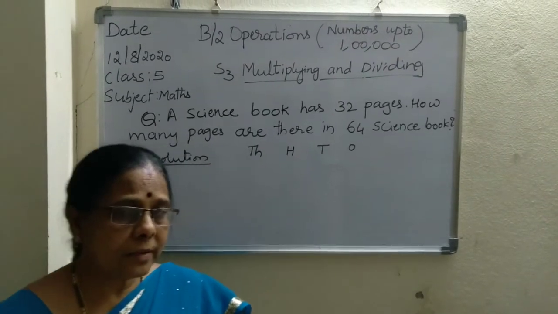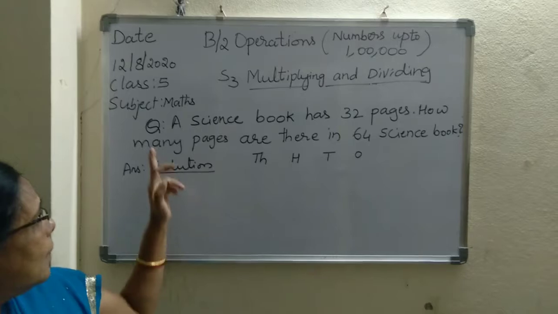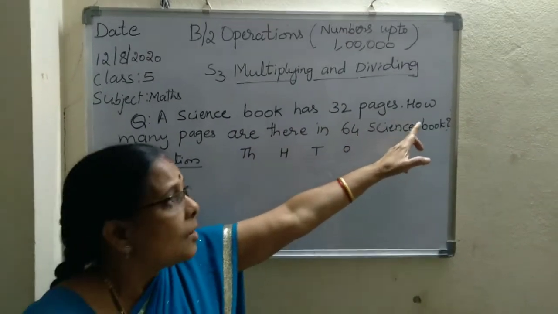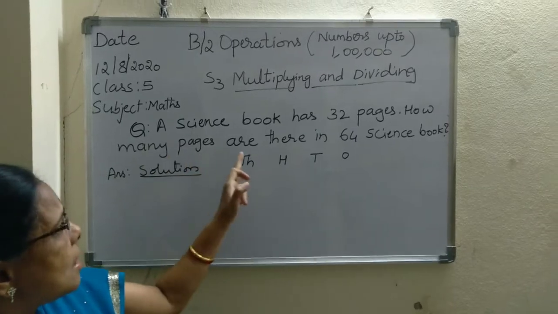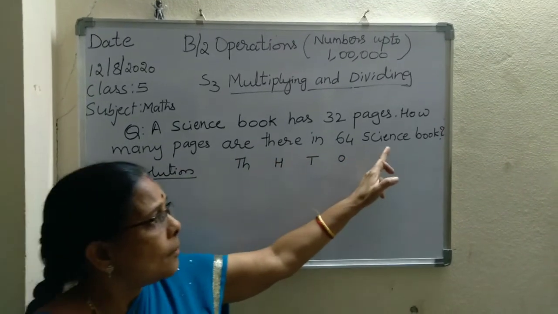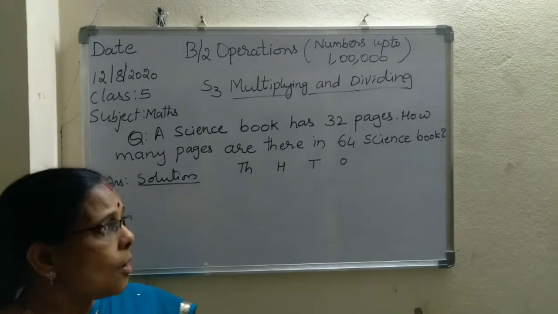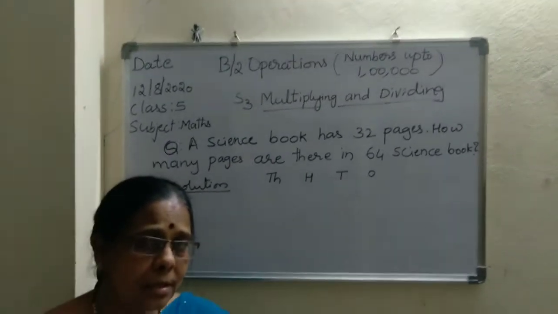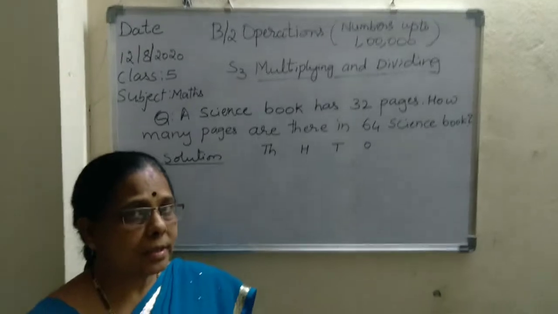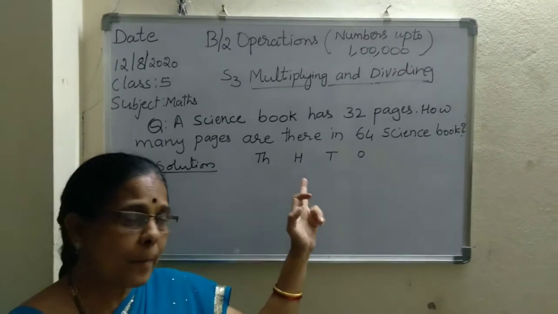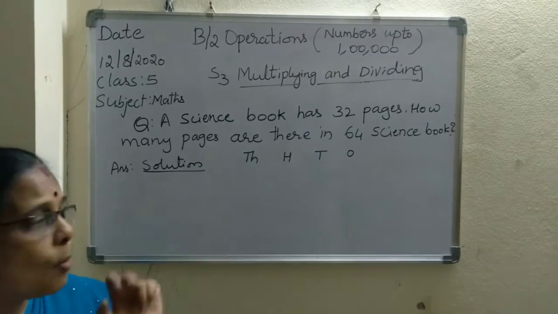Children, I will start with one example. Here, a science book has 32 pages. How many pages are there in 64 science books? Now, which operation will we use here, children? Multiplication. So here we have to multiply the number of pages by the number of books.